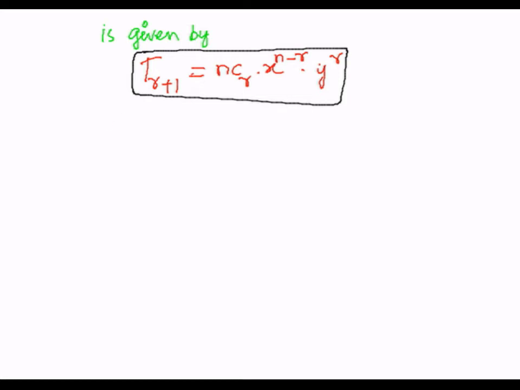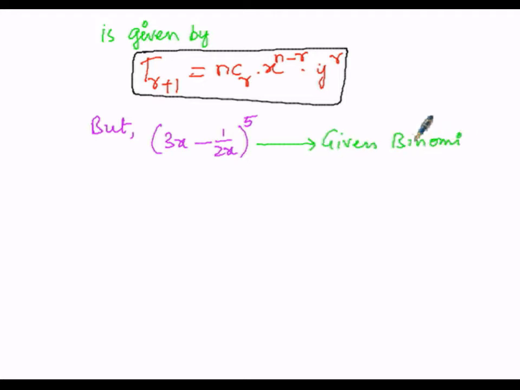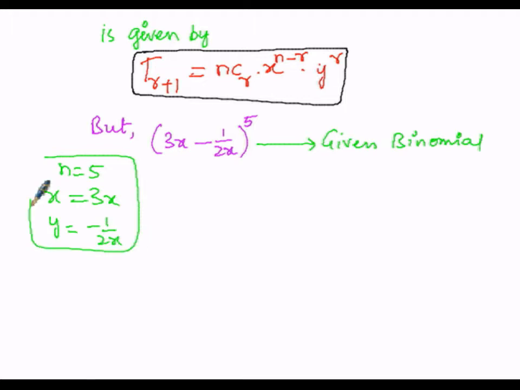The given binomial expansion is (3x minus 1 by 2x) whole to the power of 5. From this, n is equal to 5, whereas the first term x must be replaced by 3x, and the second term y must be replaced by minus 1 by 2x. By substituting these values in the formula, that is the general term, we can find out the third term.